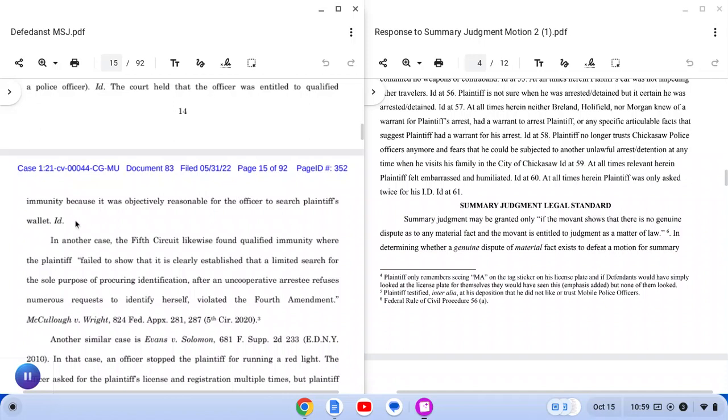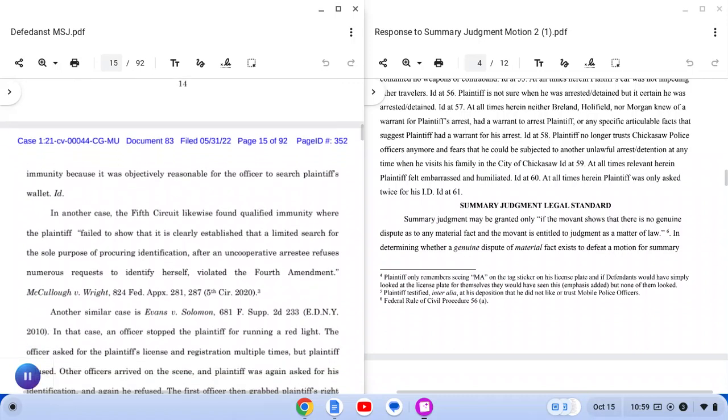If they saw him violate a traffic violation or whatever, we're not even going to get into the right to travel and all that stuff. I'm not going to mention any of that in here. That's irrelevant for right now. I agree with that.